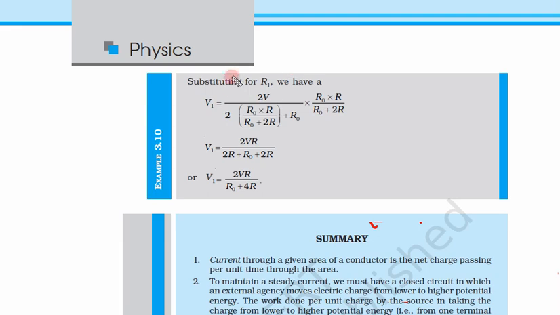In that case, substituting the value of R1, so V1 is 2V upon 2, this is the value of R1 plus R0 into R1. So this is R1 as well. So when you solve this equation, you get potential 2VR upon 2R plus R0 plus 2R. So that becomes 4R. So potential drop is 2VR upon R0 plus 4R. So in this way we solve this numerical.